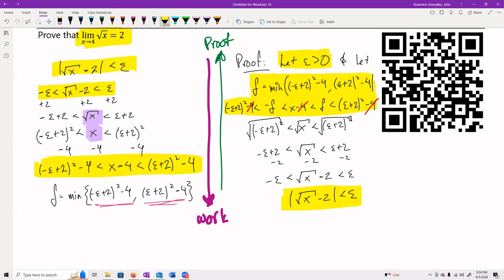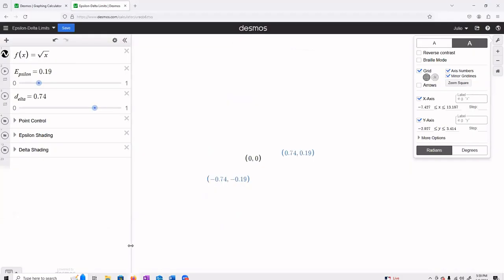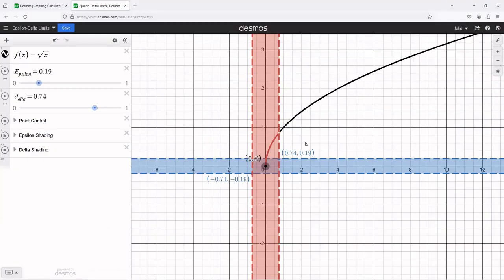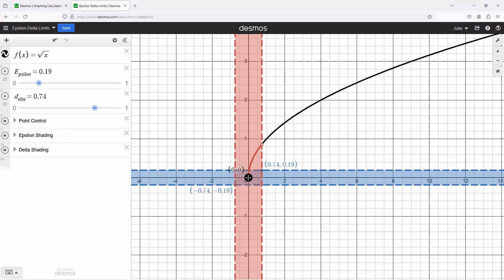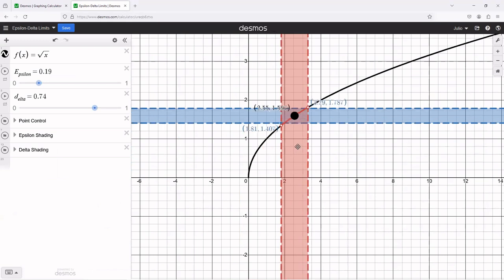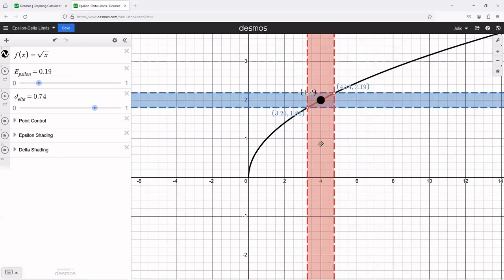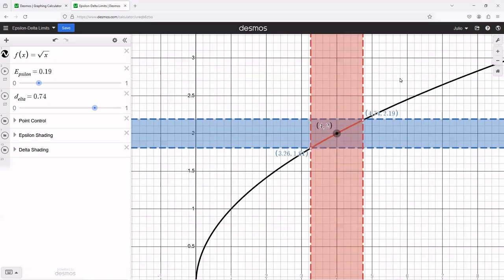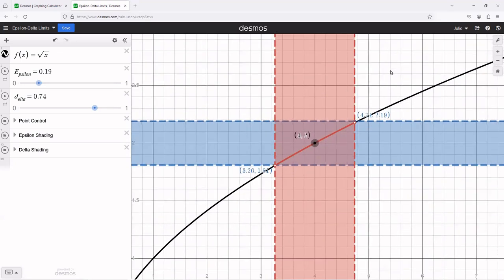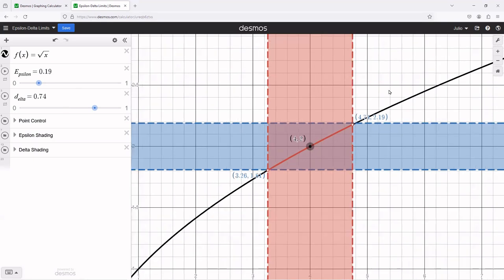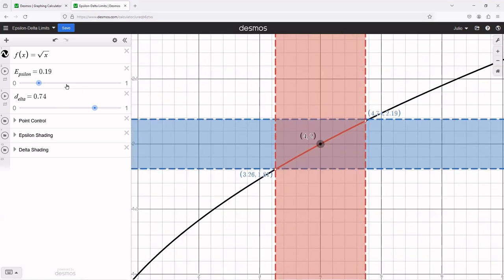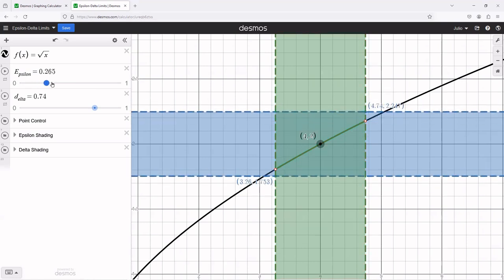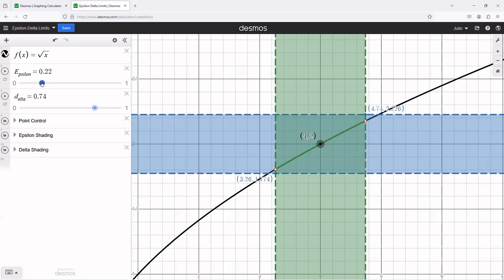Now, let me go to the Desmos thing to show you guys what that means. Okay, so here's our Desmos graph. I'm going to grab my point and move it toward x equals 4. I'm going to zoom in there. Hopefully you see on the left-hand side there are two options that change your epsilon and your delta. I can grab my epsilon and make it as big or as small as I want. Let's go ahead and make it 0.2.